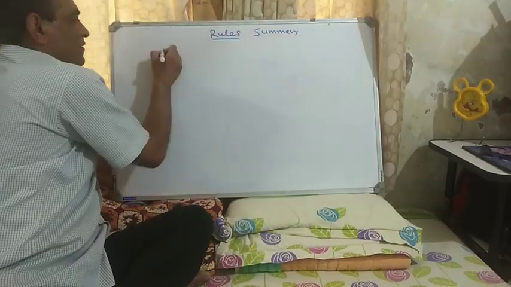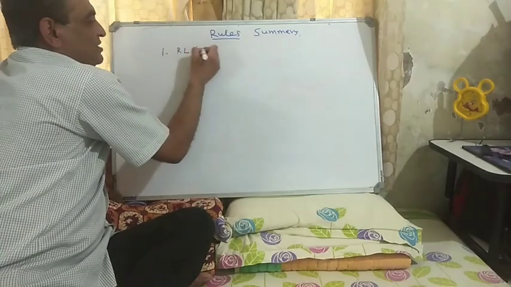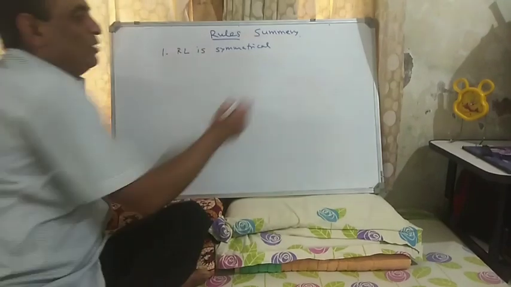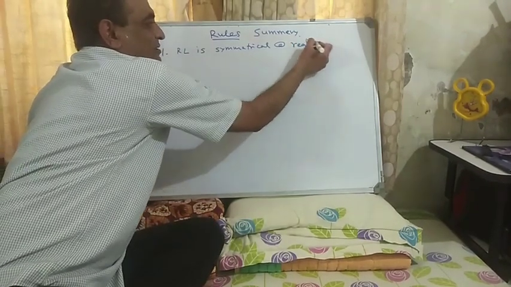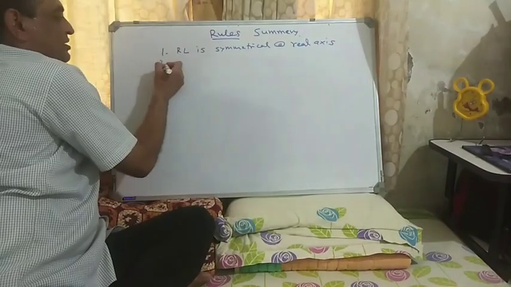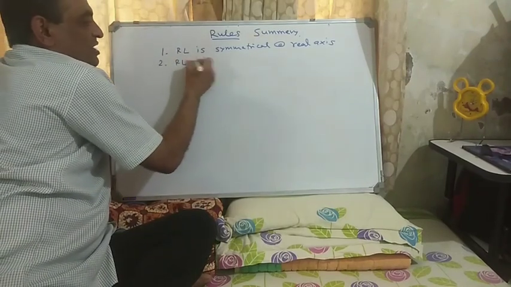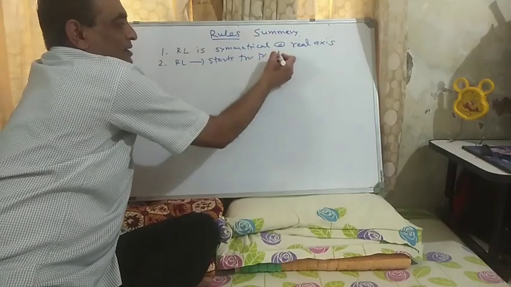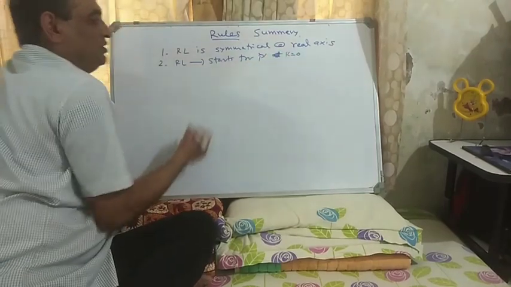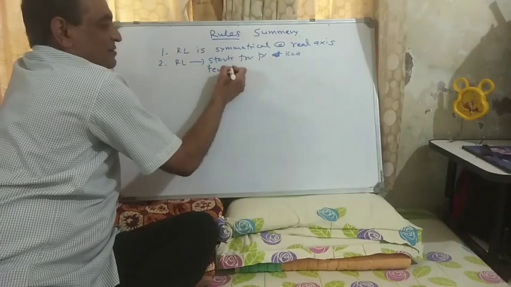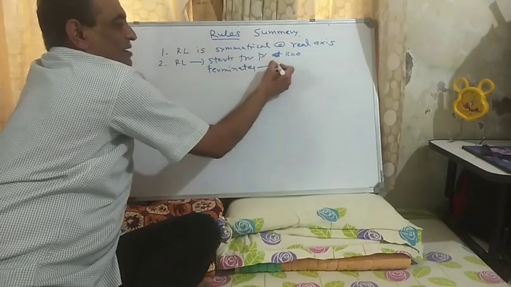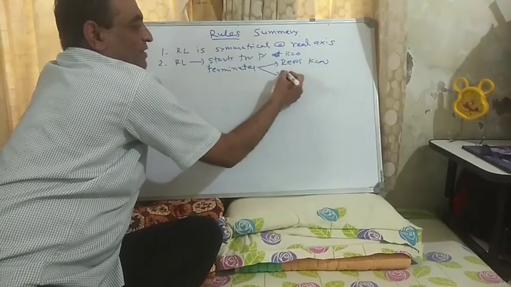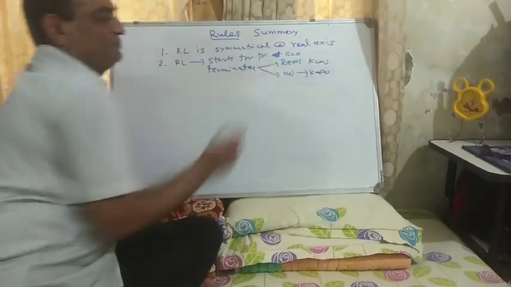Note summary. First, root locus is symmetrical about the real axis. Next, root locus starts from poles at K equal to 0, and terminates either at zeros with K equal to infinity, or at infinity with K equal to infinity.